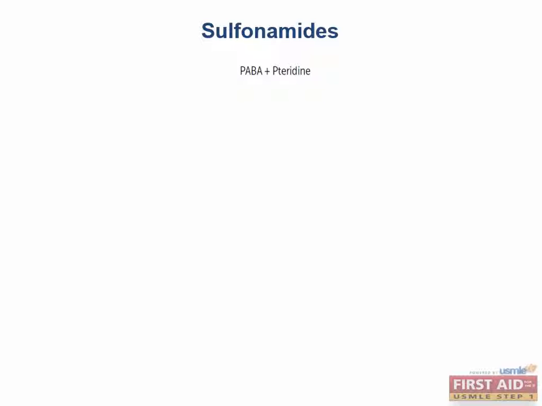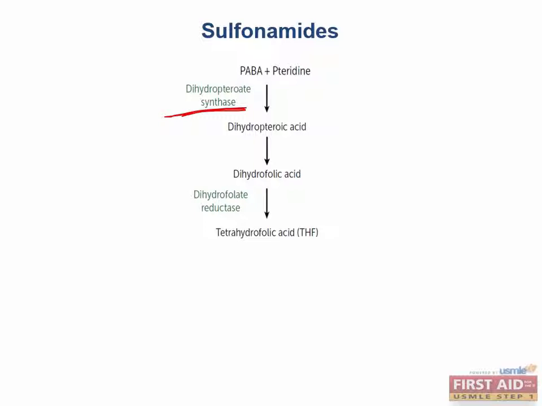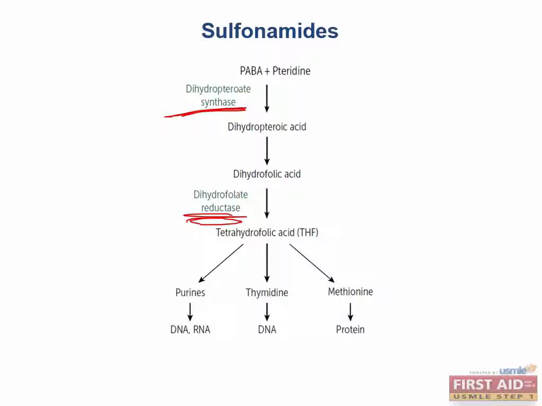Do you remember the first step in the synthesis pathway? PABA and pteridine are converted into dihydropteroic acid by dihydropteroate synthase. Dihydropteroic acid is then converted to dihydrofolic acid. Do you remember the next step in the pathway? Dihydrofolic acid is converted to tetrahydrofolic acid by dihydrofolate reductase. Tetrahydrofolic acid is then used for the synthesis of purines, thymidine, and methionine.